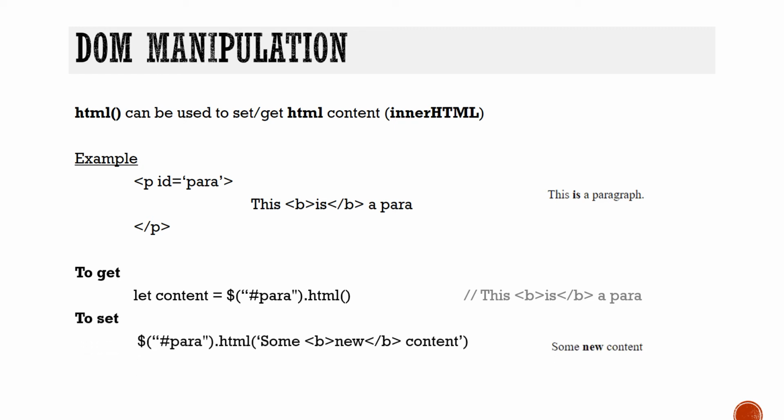Likewise, to set or update the existing HTML content inside of an HTML element, we will again make use of the HTML method. So I'll select my paragraph, the pound para, and then to the HTML method, I will supply a string. This string can be anything. It can be text. It can be any HTML structure. So with the HTML method, we can both get as well as set the HTML structure of the element.